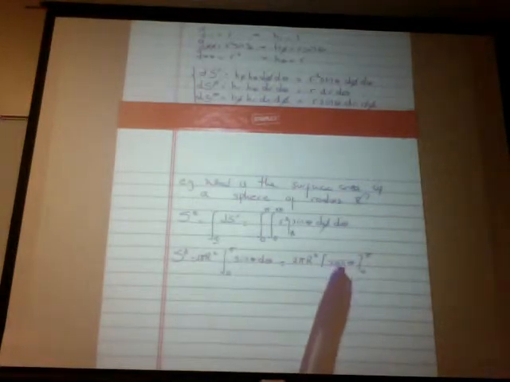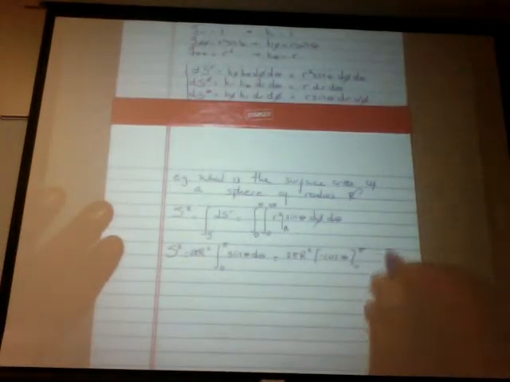When we evaluate the cosine of pi, we get minus 1. Minus 1 times minus 1 is 1. And when we evaluate the cosine of 0, we get 1. So it will be minus 1. So this will be 4 pi, 4 pi R squared. So that's the surface area of a sphere of radius R.